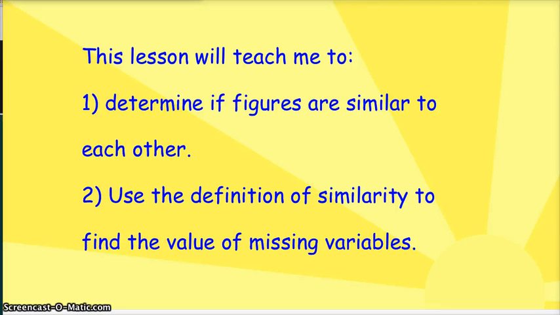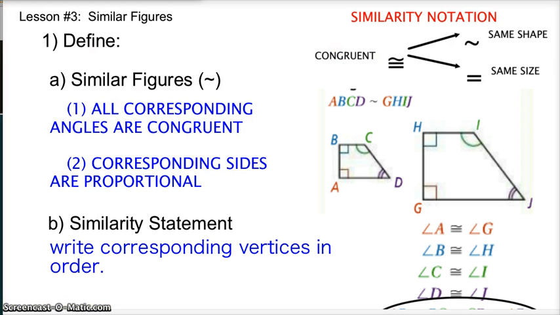This lesson will teach me to determine if figures are similar to each other and use the definition of similarity to find the value of missing variables. Some definitions. Similar figures. In order for figures to be similar, we need to have all corresponding angles congruent and all corresponding sides being proportional.